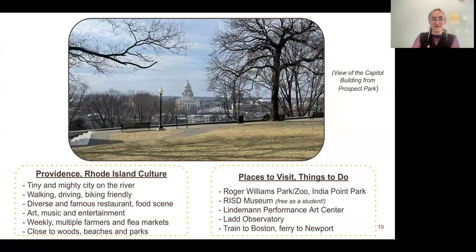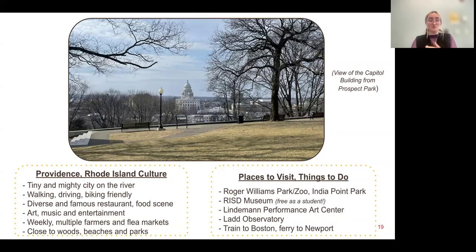Cool. So Brown is located within Providence, Rhode Island. That is the capital city of our little state. It is small but mighty. It's got such a good community feel. The people of Providence really look out for one another and accept each other as this large community, which creates a really great energy within the city.